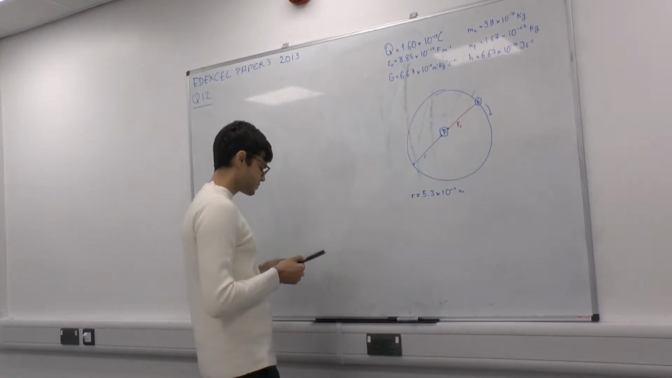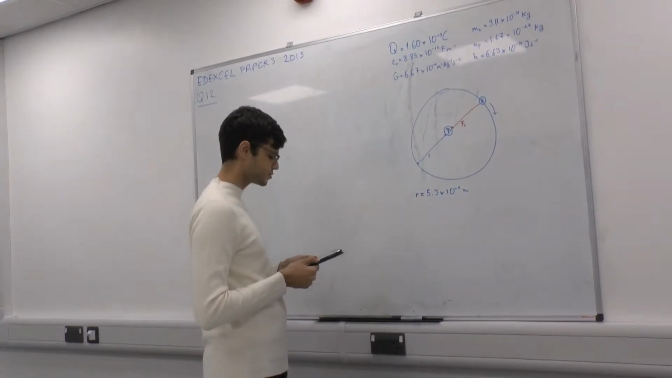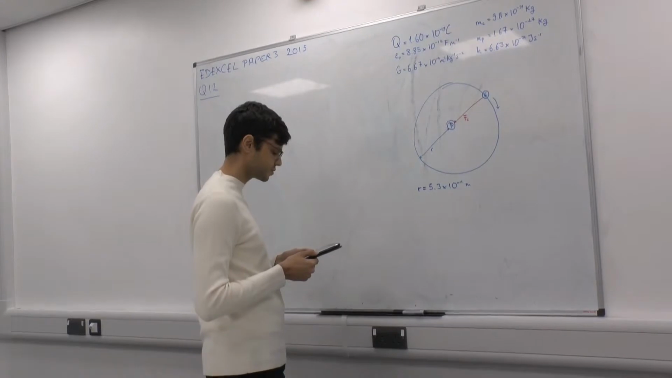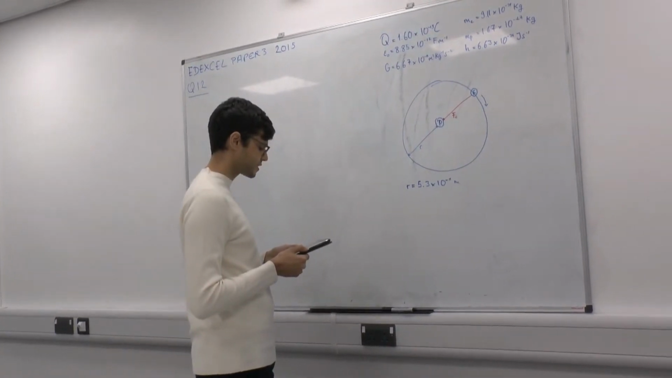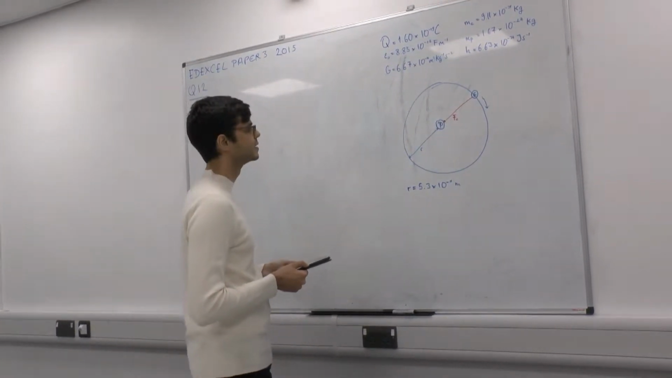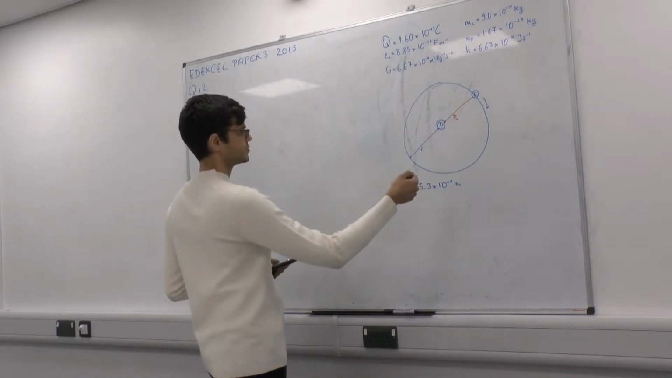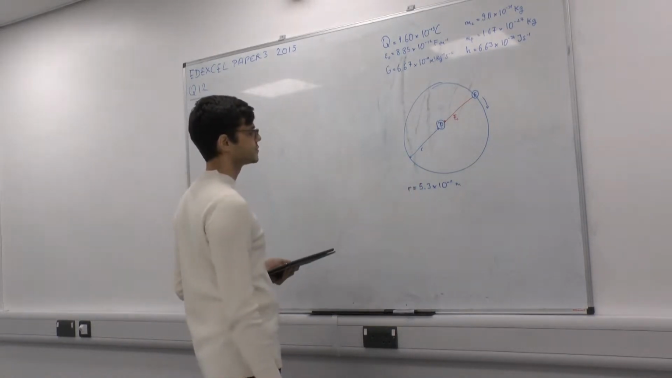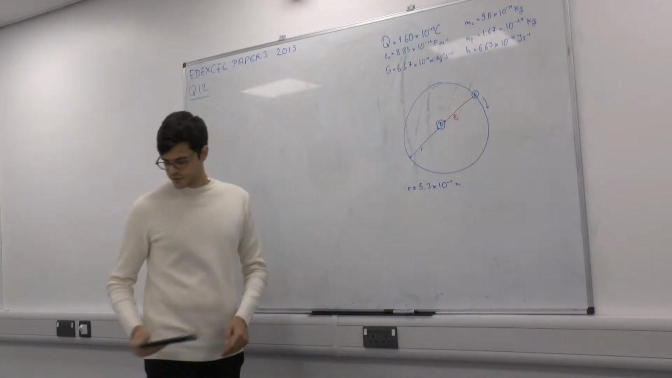In this simple model, it is the electrostatic force rather than the gravitational force that is responsible for keeping the electron in a circular path. By means of calculations, justify this statement. And we're given the radius of a hydrogen atom here, which is 5.3 times 10 to the minus 11 meters.